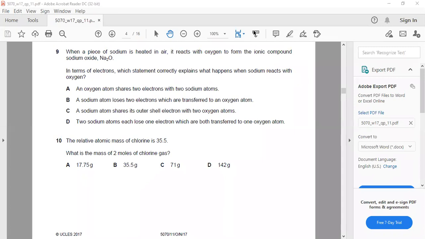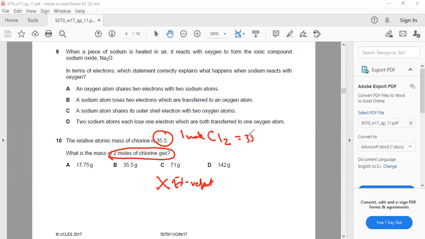Question 10. The examiner report says that for 10, most of the students wrote C, which is wrong. Chlorine atomic mass is 35.5. 2 moles of chlorine gas. 1 mole of chlorine is 35.5 into 2, 71 gram. 1 mole is 71, 2 moles, 71 into 2, 142. D is the answer. Examiner report says most of the students wrote 71.